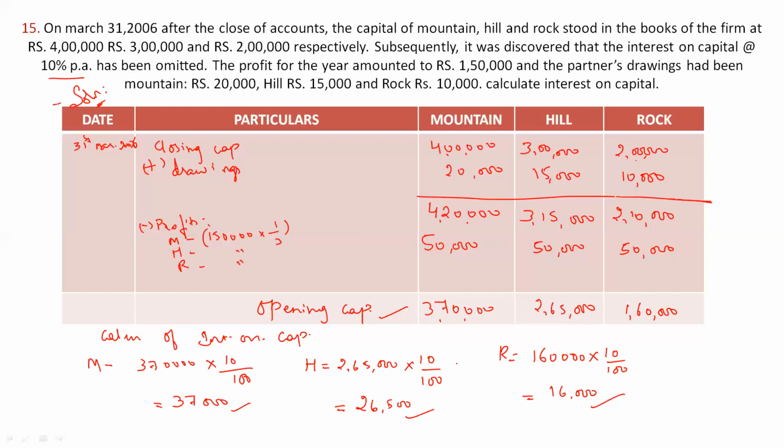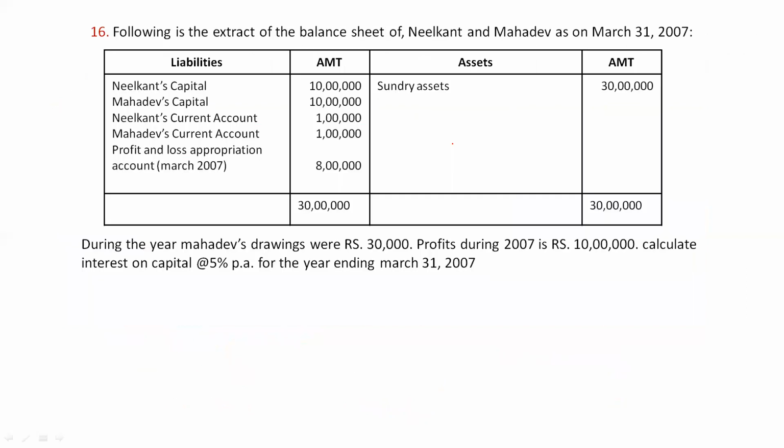So this is how we have to do when opening capital is not given in the question. Just remember the balance sheet and do all the things in reverse manner. Then we will find the opening capital. Then we can easily find out the interest on capital for all the partners. I hope it's clear now. Right, so now let's move on to the next question.